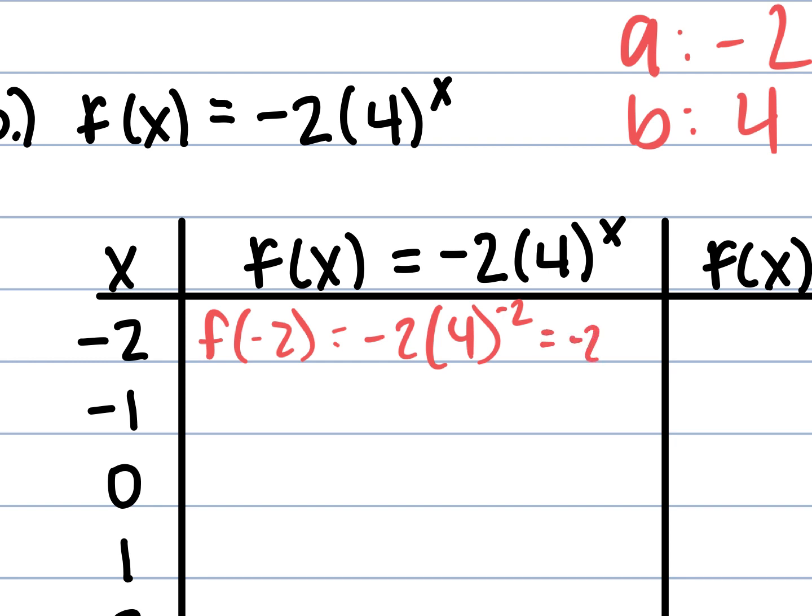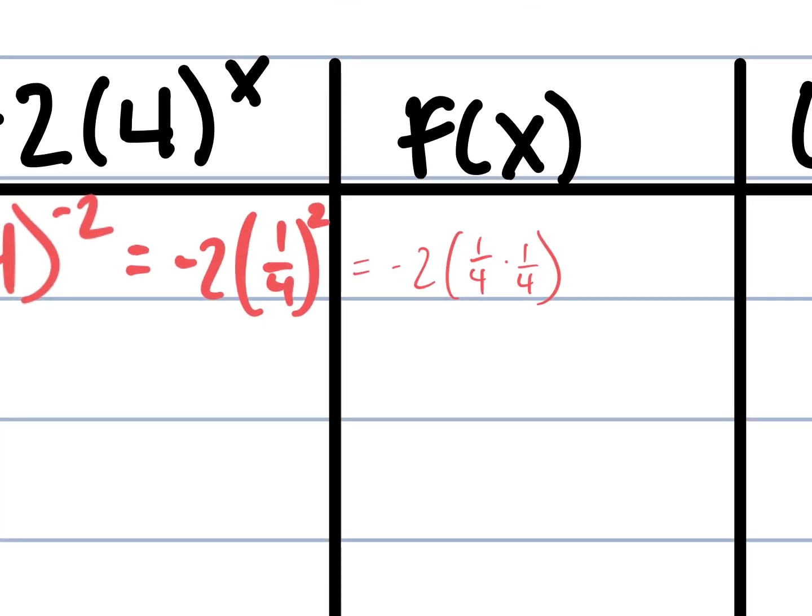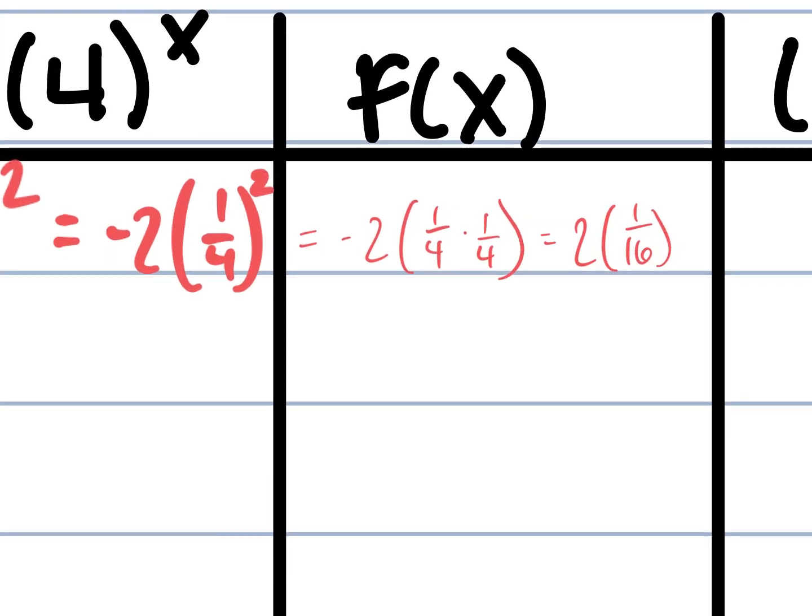Okay, so this is going to be -2 times 1/4, still to the second power. So it's 1/4 times 1/4, right? What's 1/4 times 1/4? It's not 2/4. It's not 1/4. It's 1/16. So this is 2 times 1/16. What's 2 times 1/16? It's a negative. It's 2/16. Wait, it is a negative, isn't it? Yeah. So it's going to be -2/16. Can we simplify -2/16? Yes. What is it? -1/8.